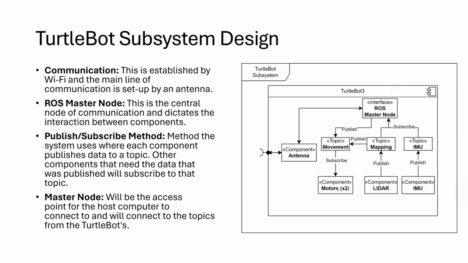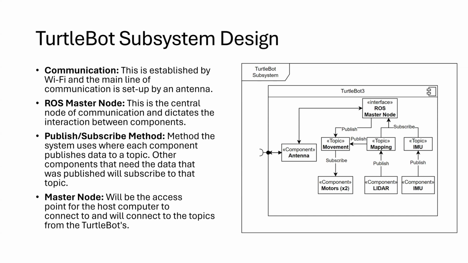So here's our TurtleBot subsystem design. Here's our block diagram on the right. So the communication with the TurtleBots would be set up by Wi-Fi. And so the antenna, which is built on the Raspberry Pi, will be the main line for communication. The ROS master node will be the central point of communication within the TurtleBot. It will be the main node in which everything communicates through.